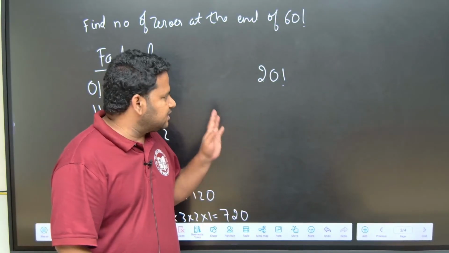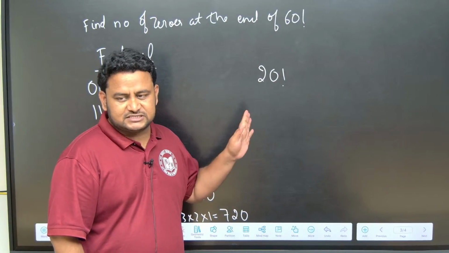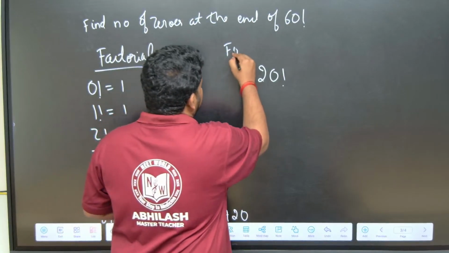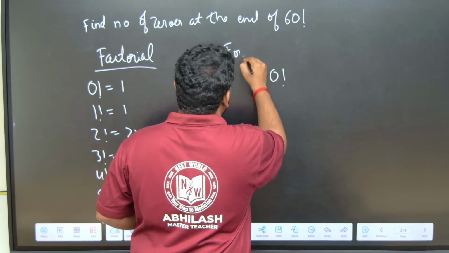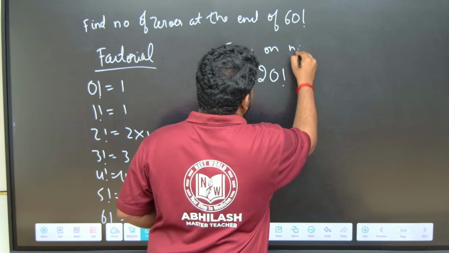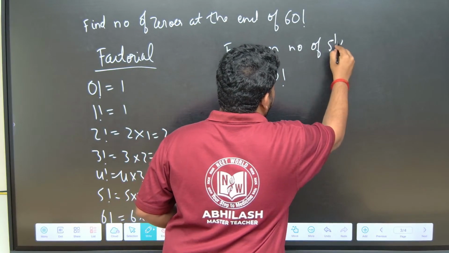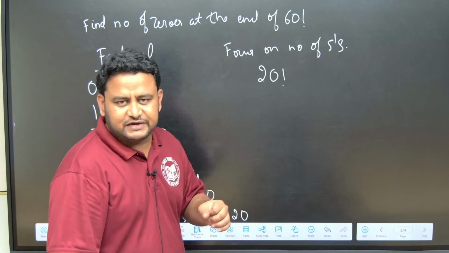Okay, what are the numbers that are there? So, how many 5s are there? You have to focus on the number of 5s. I told you, focus on the number of 5s. So, up till 20, how many 5s are there?